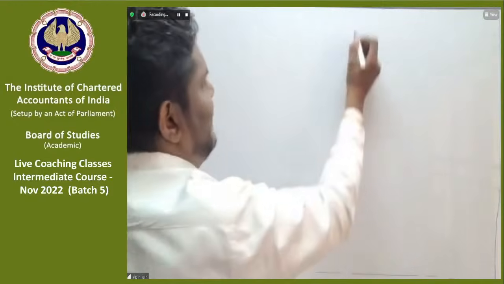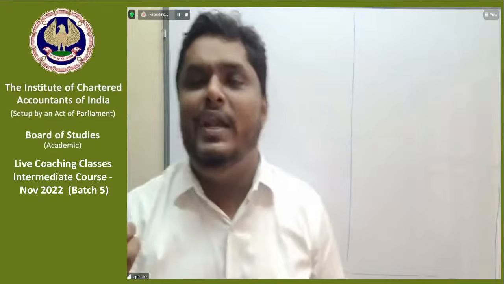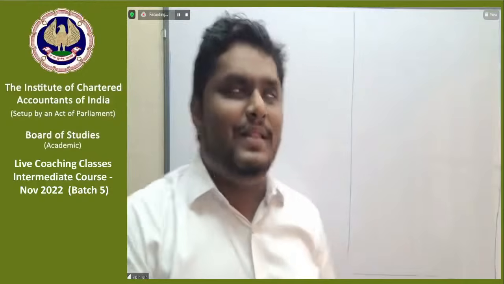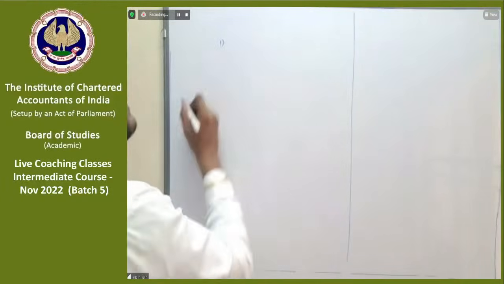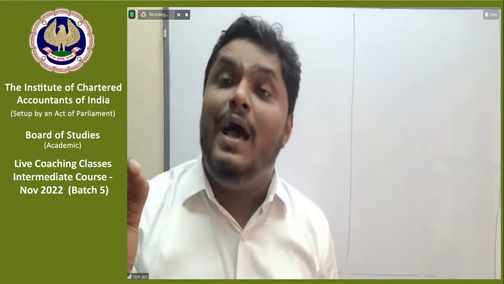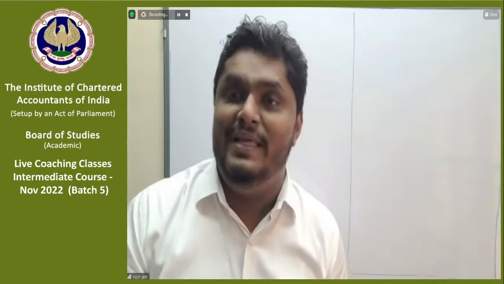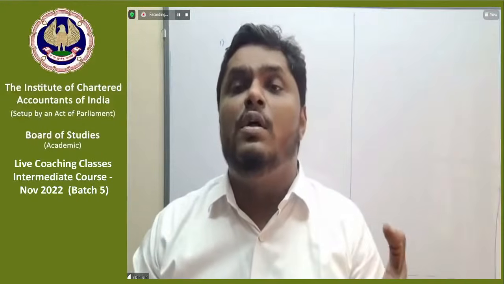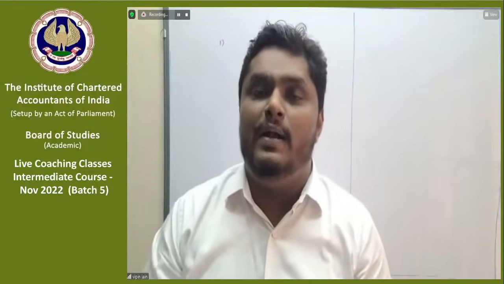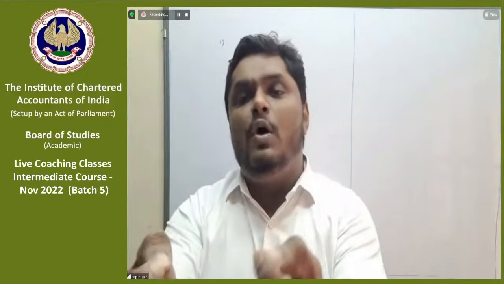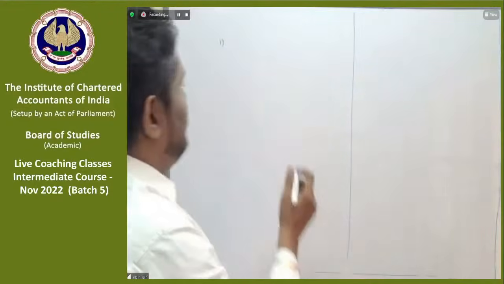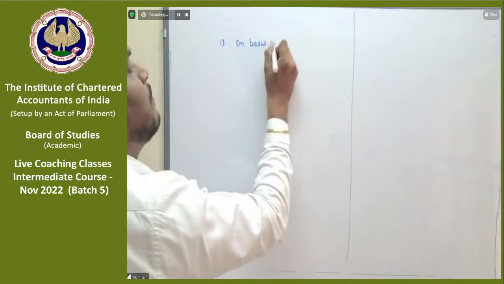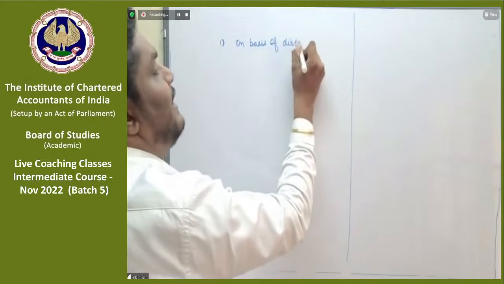Now there are more methods of absorption. We have discussed only two methods, that is on the basis of machine hours or on the basis of labor hours. There are a few more methods. The first method is when the overheads are absorbed on the basis of direct material. Let's say a particular production department is more dependent upon the material part. In that case, we absorb the overheads on the basis of material. So first we will be discussing direct material.